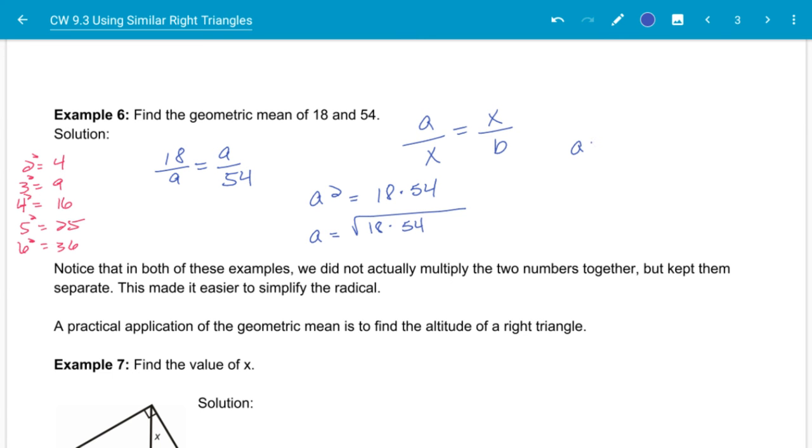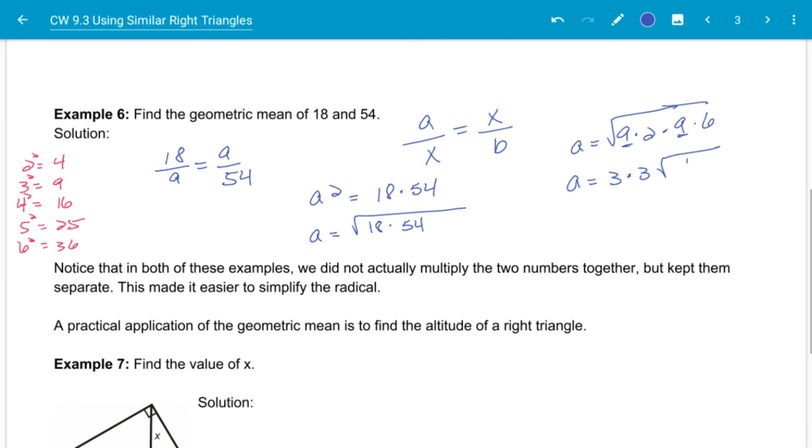So I have x is equal to the square root of 9 times 2 times 54, which is divisible by 9 as well. That would be 9 times 6. And 6 doesn't have any perfect squares in there. So I'm just going to go ahead and say x is equal to the square root of 9 is 3. And then I have my other square root of 9, so that's another 3. Then I have the square root of 2 times 6, which is 12.